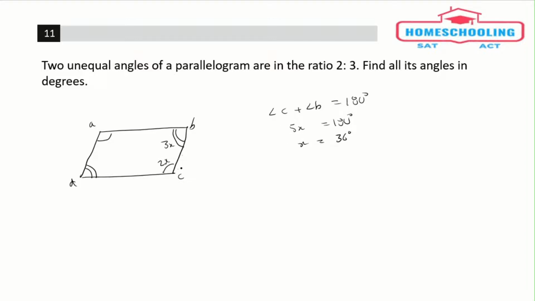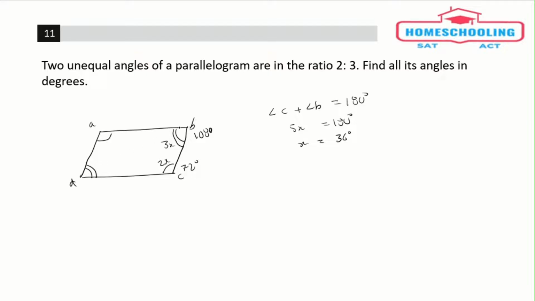So angle C would be 2 times x, that is 2 into 36, which would be 72 degrees, and angle B would be 3x, that is 3 into 36, which would be 108 degrees.